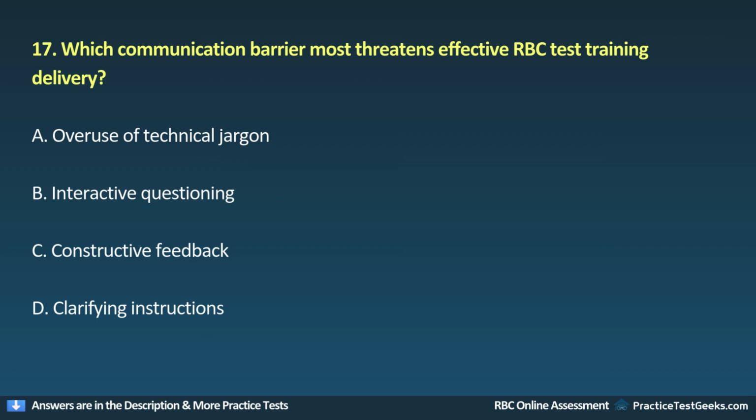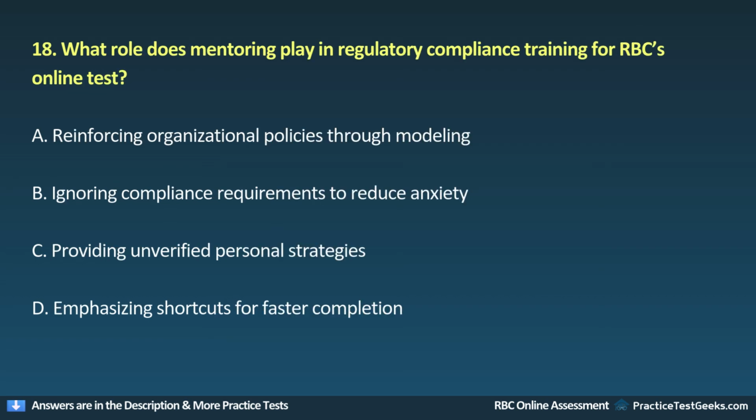17. Which communication barrier most threatens effective RBC test training delivery? A. Overuse of technical jargon. B. Interactive questioning. C. Constructive feedback. D. Clarifying instructions.